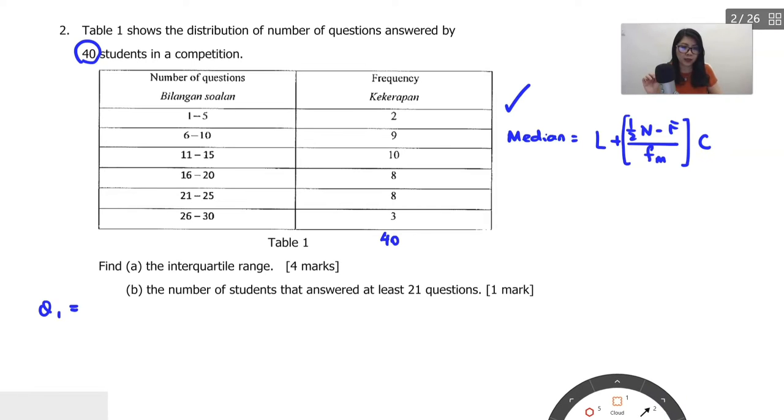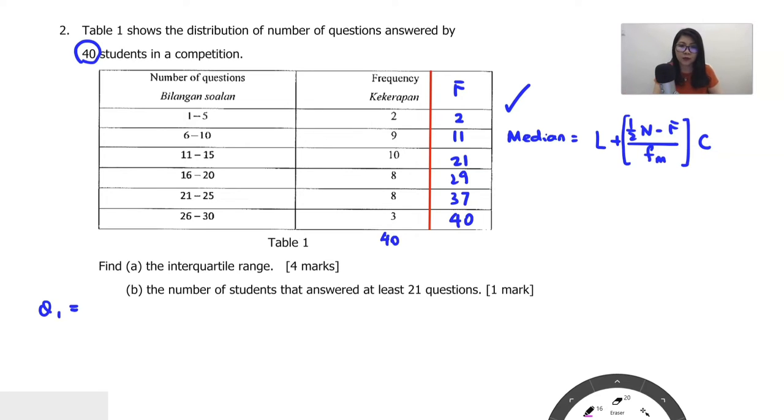Okay, let's make another column. Let's say I'm going to make it over here, for cumulative frequency, which is my capital F. Okay, so the first one will be 2. 2 plus 9 is 11. 11 plus 10 is 21. 21 plus 8 is 29. 29 plus 8 is 37. 37 plus 3 is 40. So if your last number is equivalent to the total frequency, then your table will be correct.